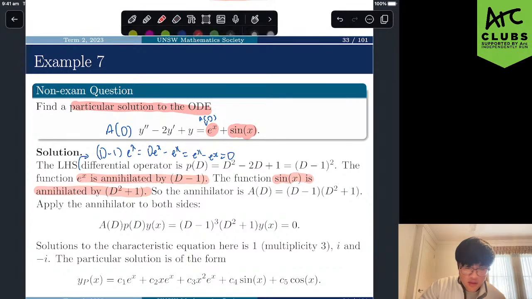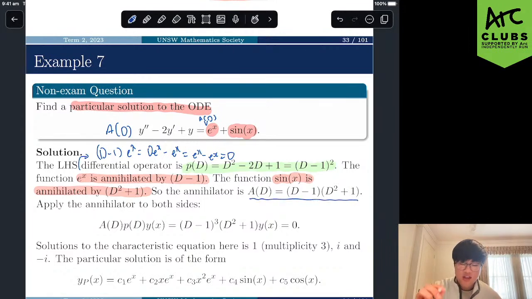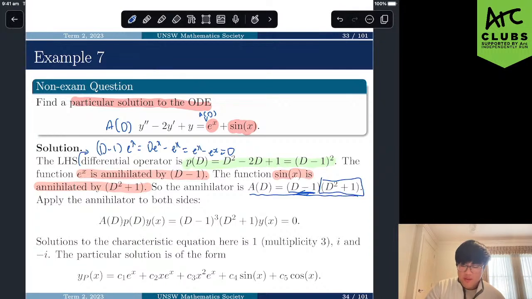And I did skip this earlier, but we can just factorize the left-hand side to give something like this. So if we multiply both sides by this operator, we chose that because this part annihilates e to the x, and this part annihilates sine x. Then what we get is we multiply both sides by it, giving us this equation here equal to 0. And as we said earlier, solving this now homogeneous equation will give us the particular solution to the original.